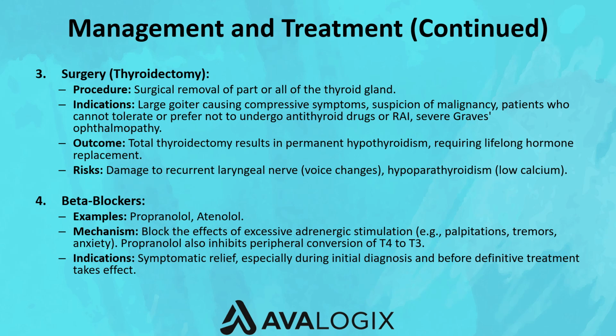We also use beta blockers like propranolol to control symptoms. These drugs do not treat the thyroid problem itself, but they offer rapid relief from symptoms like palpitations, tremors, and anxiety. Propranolol has the added benefit of reducing peripheral T4 to T3 conversion, which is especially helpful in thyroid storm or acute cases. So, the treatment plan is usually tailored to the individual depending on the cause, severity, age, and preferences.